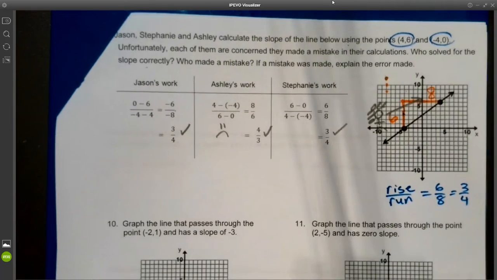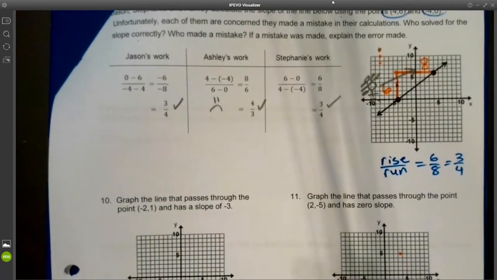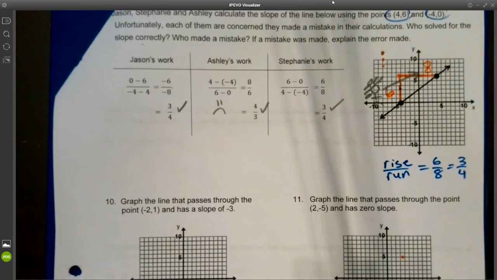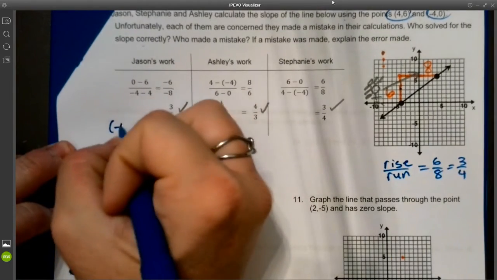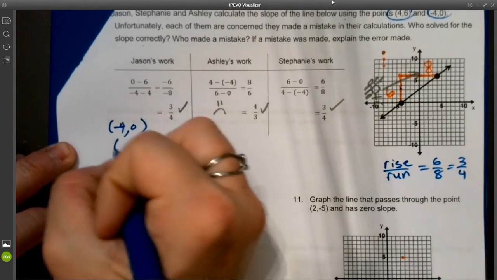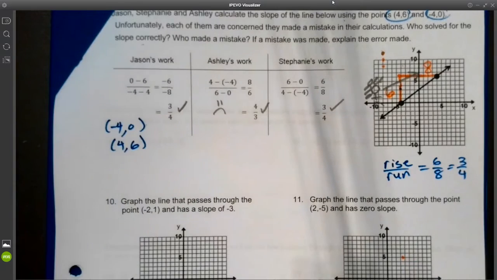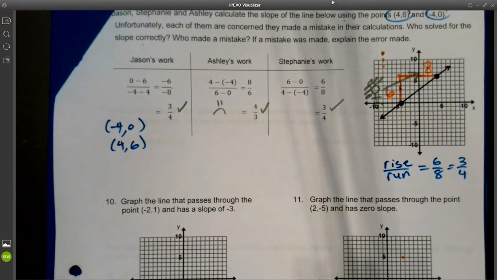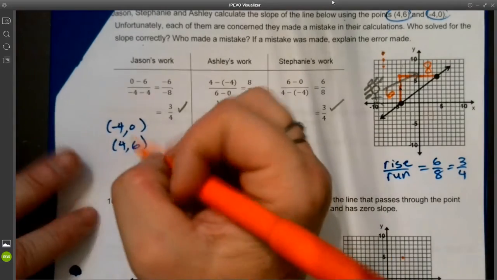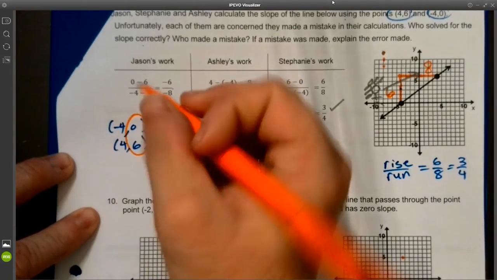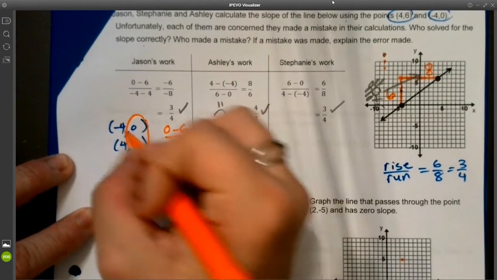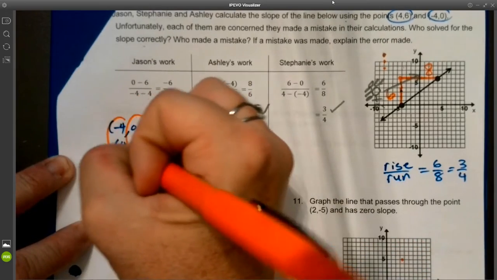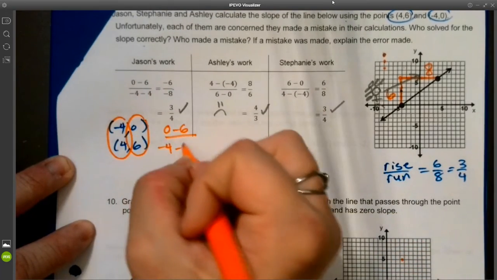So I'm going to look at Jason's work. I'm also going to move this up just a little bit. There we go. I like that. And I'm going to write down the 2 points here, (-4, 0) and (4, 6). And as I write down those 2 points, I notice that Jason's going to use them to solve for the slope. So we're stacking them, and then we're going to subtract those y values. So it's 0 minus 6. And those will go on the top.